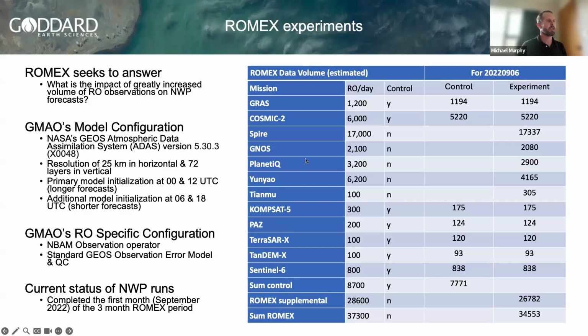And here's an example in the table for just a single day of how many RO profiles we have from these various missions. And you can see that in the control we have about 8,000 profiles for this day, whereas in the ROMEX experiment, we have almost 35,000. So many, many more RO profiles.